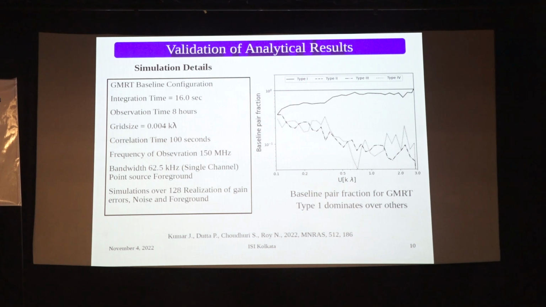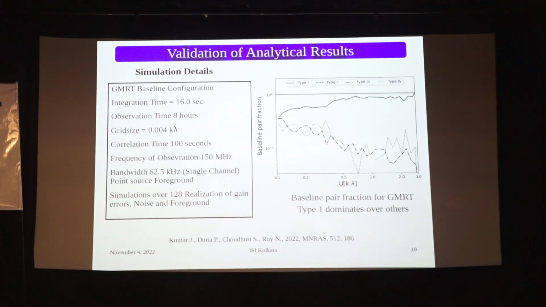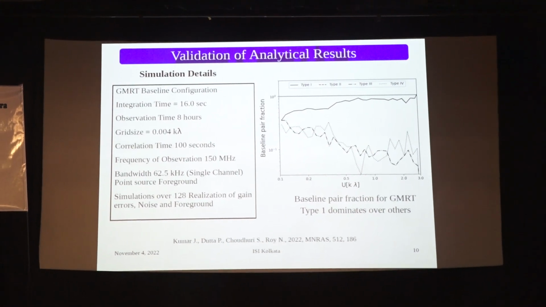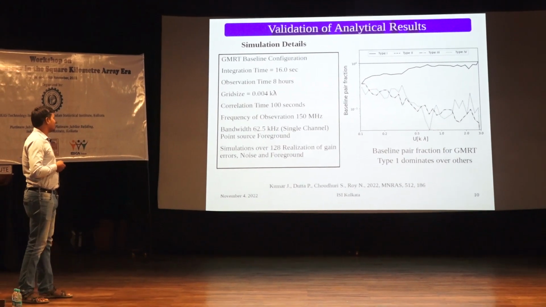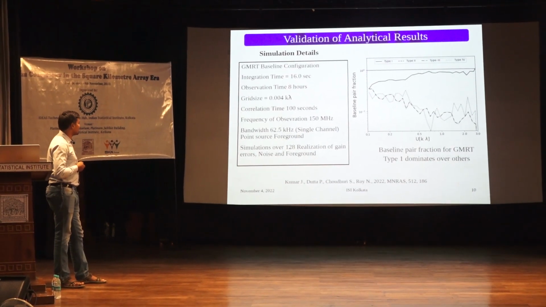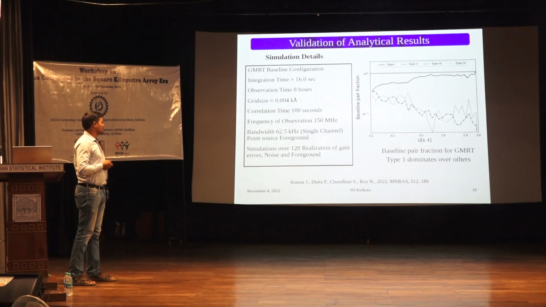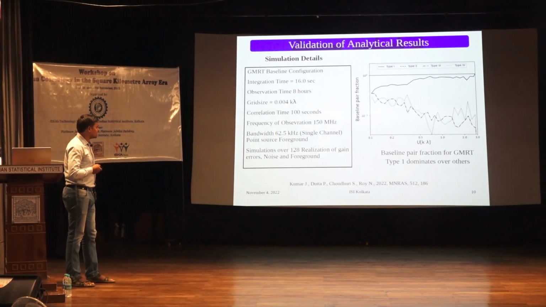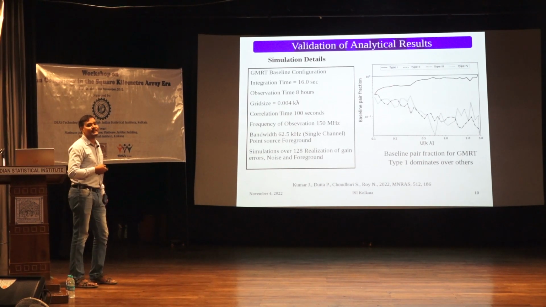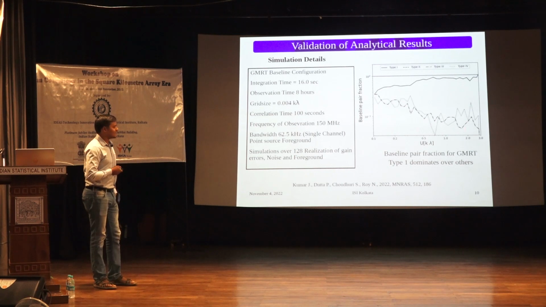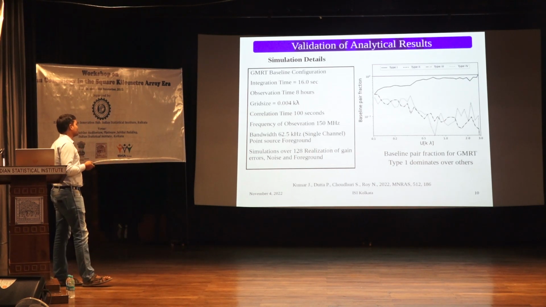Okay. So once we have the foreground model and the baseline pair fractions of the telescope which we want to use for the observation, we can estimate bias and error in the power spectrum. First we took GMRT, and for GMRT we estimated the baseline pair fractions for realistic observations of 8 hours, and we have used these parameters to calculate them. This shows the distribution of baseline pair fractions. Here we find that baseline pair fractions of type 1 dominate in the case of GMRT, and others are significantly lower compared to type 1.